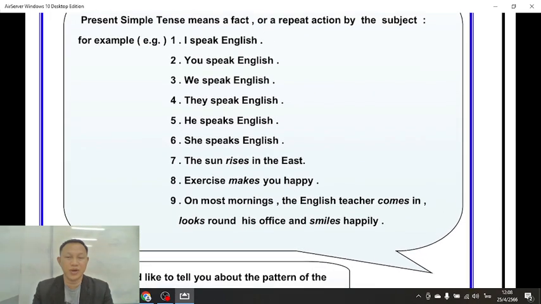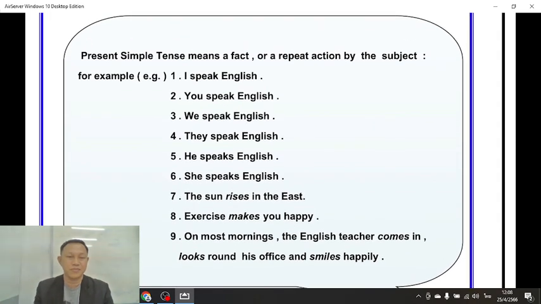Exercise makes you happy. On most mornings, the English teacher comes in, looks round his office and smiles happily.